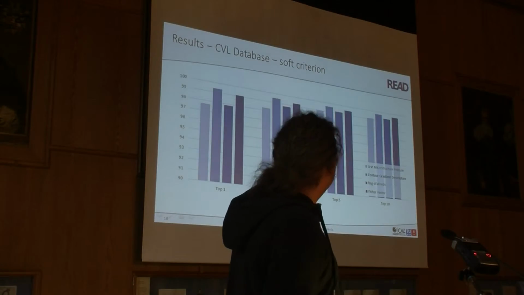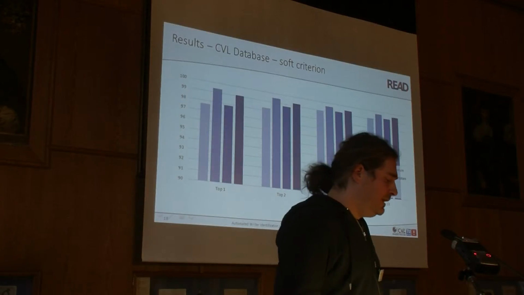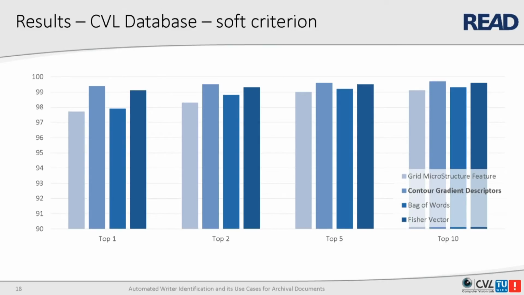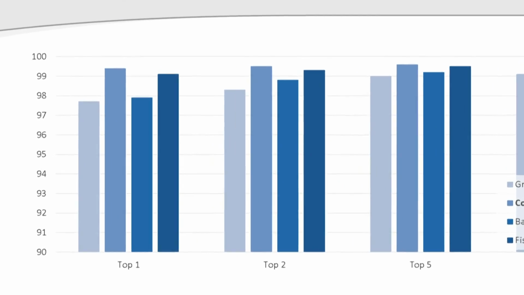And these are the results on the CVL data set, and as you can see, we are pretty high. So I have no results for the Bulaco method, but for the grid microstructure features, for the contour gradient descriptor, for the bag of words method, and also for the improved bag of words, the Fisher vector method. And as you can see, we are pretty high.